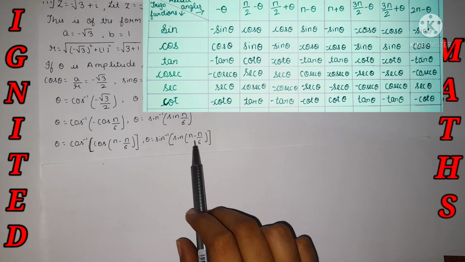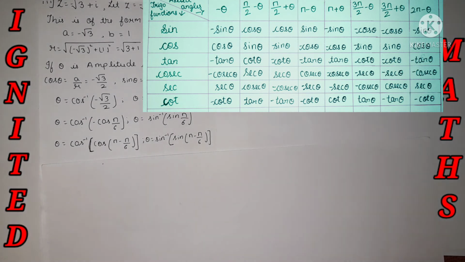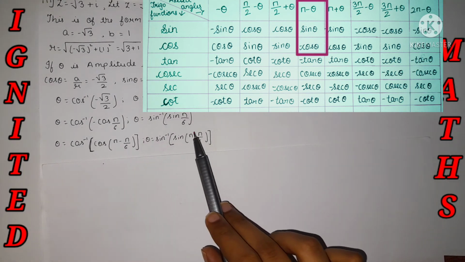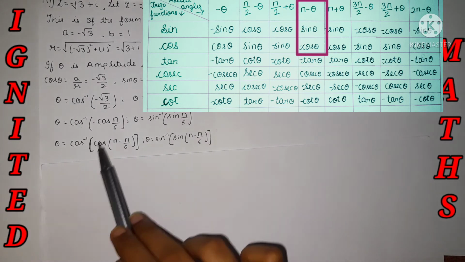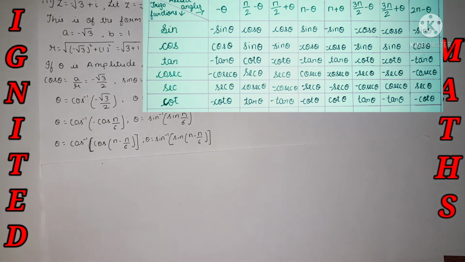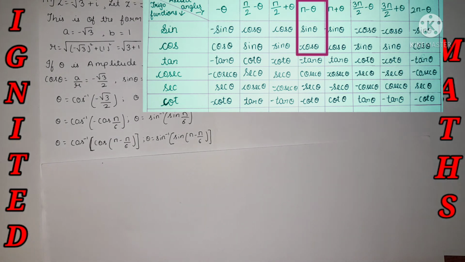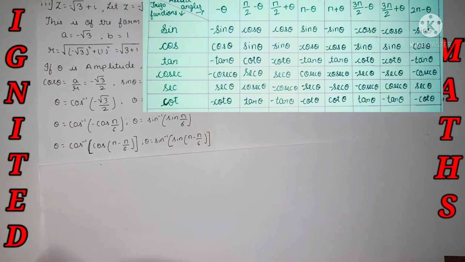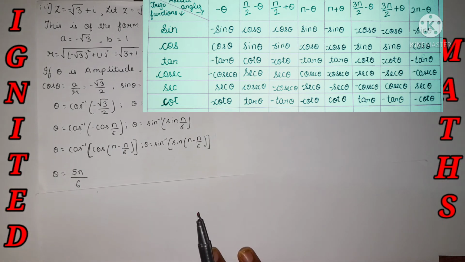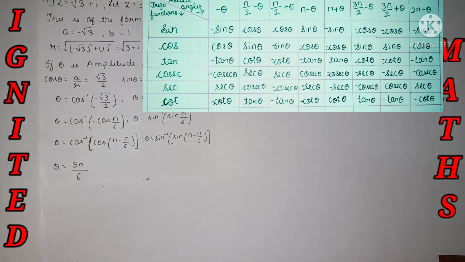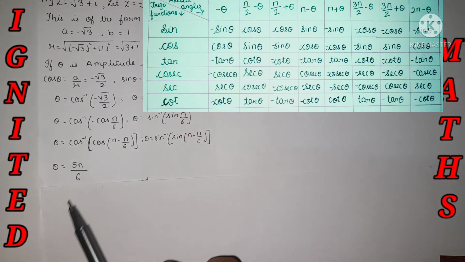Pi minus pi by 6 and pi minus pi by 6 over here. If we do the calculation, sin of pi minus theta is nothing but sin theta, where theta is pi by 6. Cos of pi minus theta is equal to minus cos theta, where theta is pi by 6. Now in a very easy format we can do it with the trigonometric function of the allied angles. But the point is we need to remember the allied angles table. So just do the calculation. Theta is equal to 5 pi by 6.